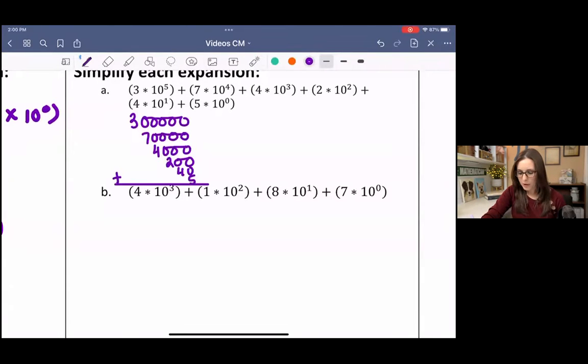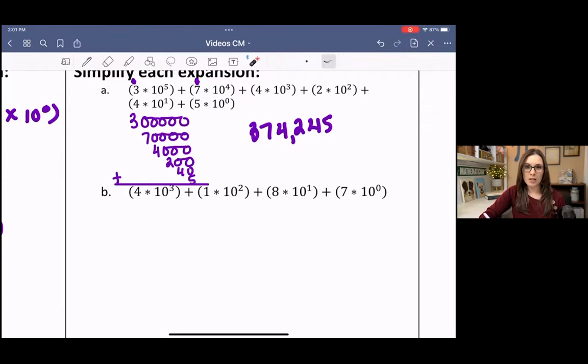So you could probably write these pretty quickly. You can see that it goes in descending order, so you could just rewrite these first numbers in order. But to know exactly where that's coming from, I wrote these out as separate numbers being added.